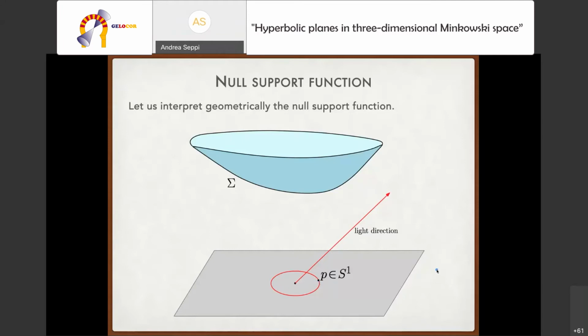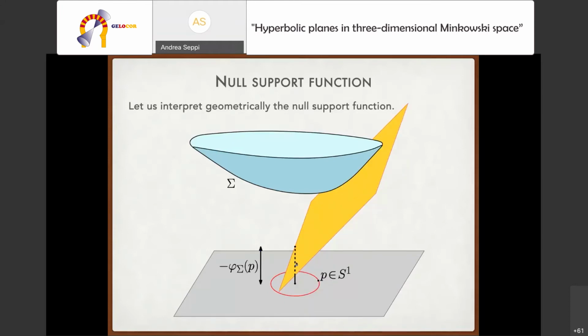So we want to define the null support function for this point P. We have this light direction determined by P. There is also a light plane which contains this null direction, which is uniquely determined by P going through the origin. This light plane has no reason to be asymptotic to our surface. Of course, if our surface is just a hyperboloid, then the light plane will be asymptotic, but in general it will not. But we can try to translate this light plane, and if we are lucky, we find a certain amount such that this translated plane becomes asymptotic to the surface. And the amount by which we translate it vertically is minus the null support function. So this is the geometric interpretation of the null support function.